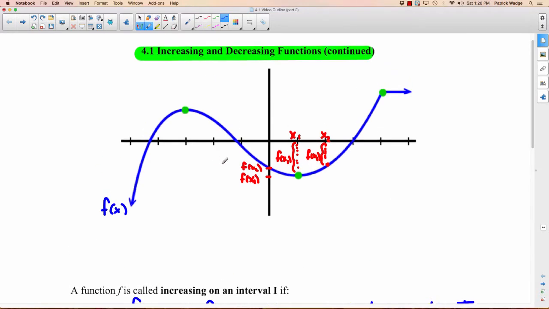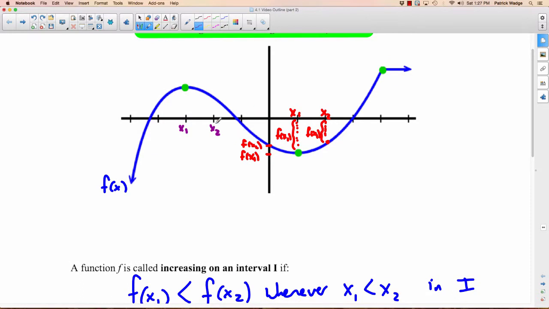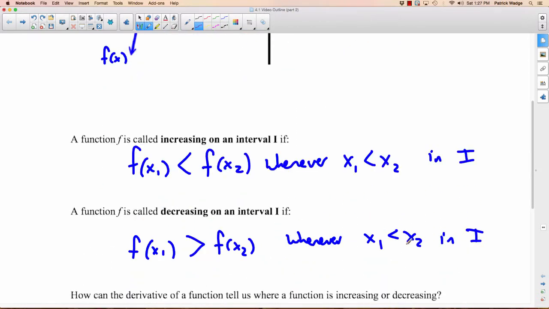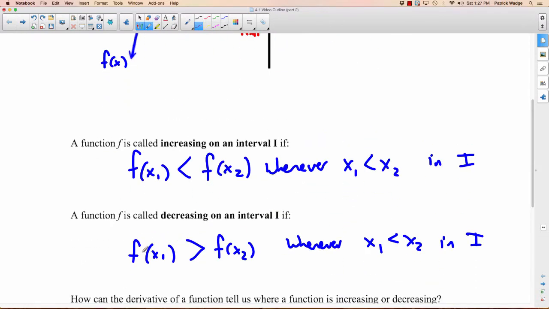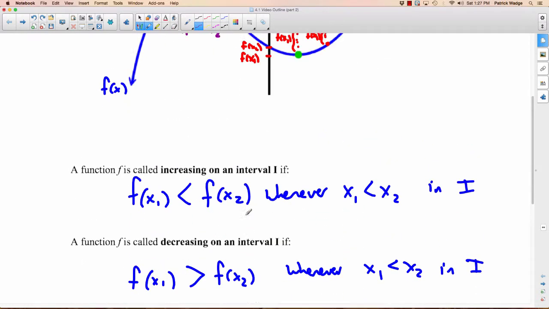So let's pick a decreasing part of the function. How about from this green dot moving down? So I'll use a different color. This time I'm going to call this point right here x1 and this is my x2. So what's smaller, x1 or x2? x1 is smaller, it's further to the left. So we've met this criteria that x1 has to be less than x2, and what needs to be true is that f of x1 is greater than f of x2.